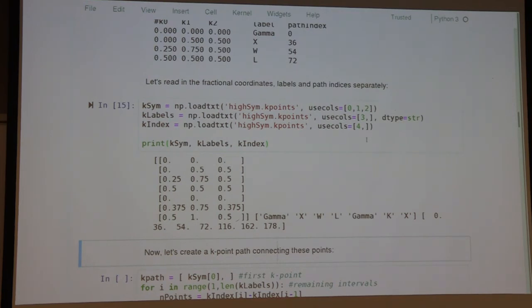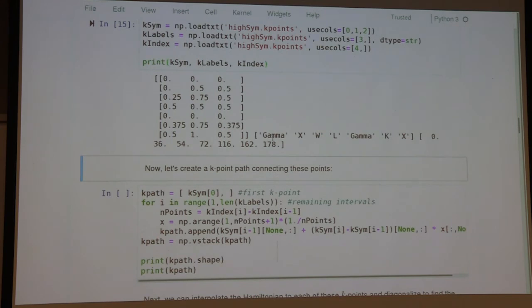So what you're going to get at the end of this is the path that I was showing you, which comes back to gamma at some point and goes to other symmetry points. Now, as somebody asked, this is arbitrary. I could choose another K-point path as long as you have enough information to cover all the high symmetry regions of the Brillouin zone.